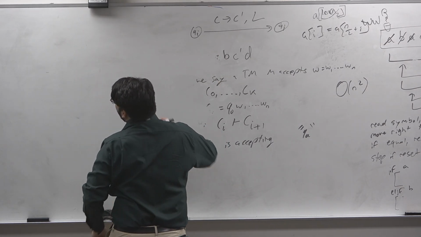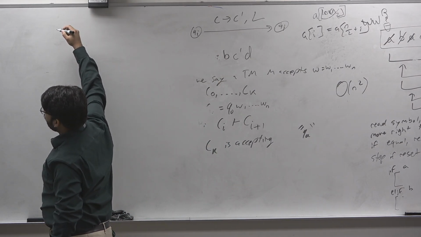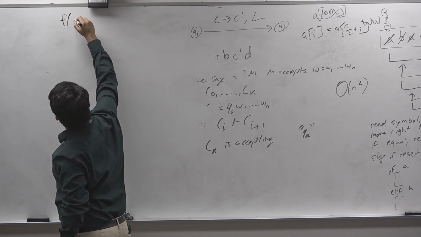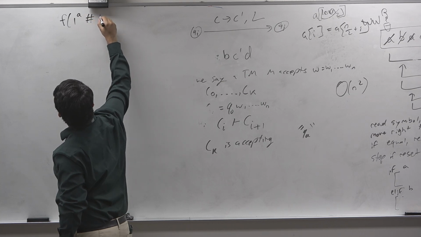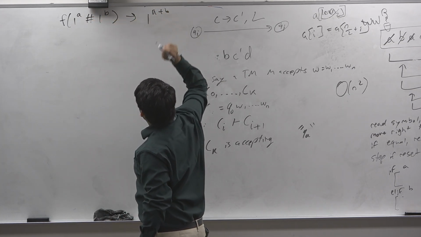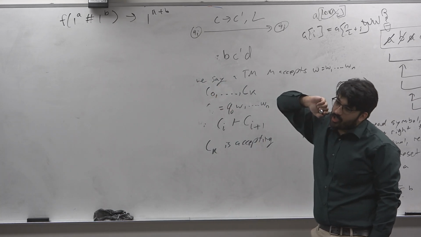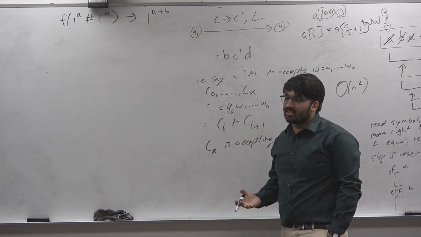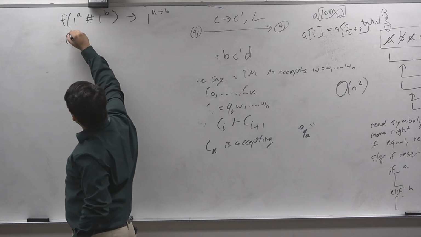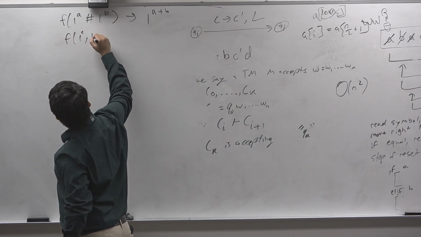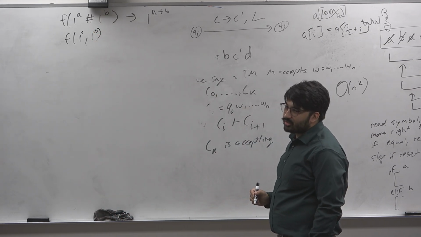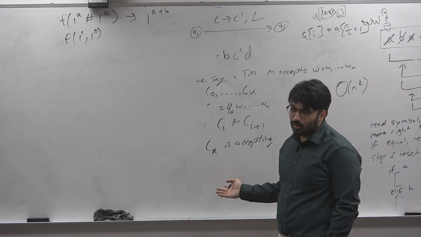Let's do, suppose we wanted the unary addition function. So we took in, let's say, 1 to the A hash 1 to the B, and we outputted 1 to the A plus B, okay? Now, computable functions, it doesn't matter if they take on multiple inputs or one input. Because if the function took multiple parameters, it doesn't really matter. Just encode them with this hash character, and then they're all in the tape in some way, right?